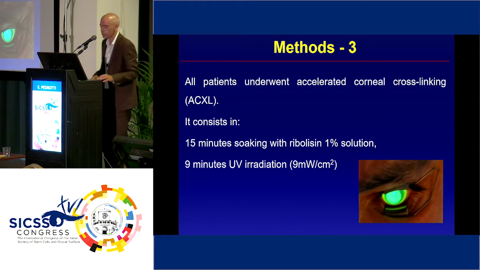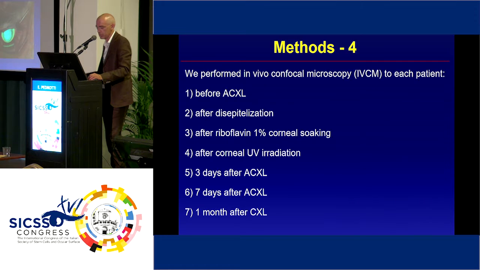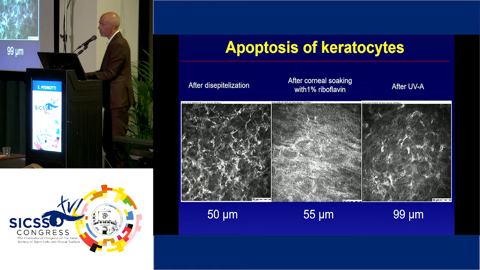What happens during cross-linking? We have accelerated cross-linking, so 15 minutes soaking with riboflavin 1% solution, 9 minutes UV radiation, and patients undergo many exams. Confocal microscopy before accelerated cross-linking, after desepithelialization, after soaking, after corneal UV radiation, and 3 days, 1 week, and 1 month after cross-linking.